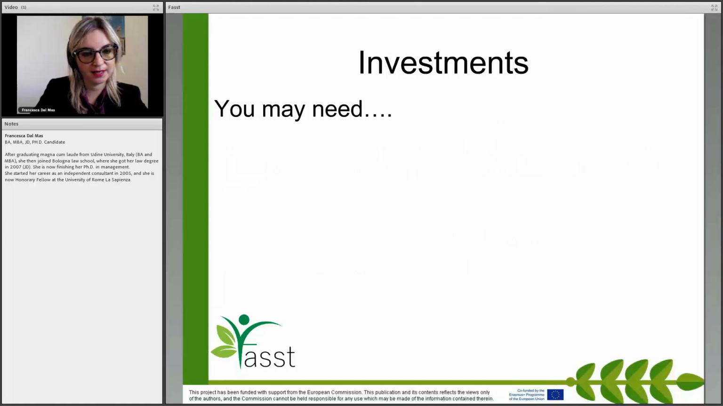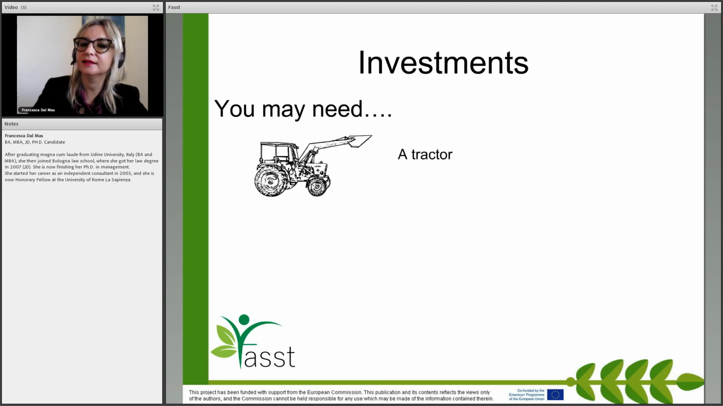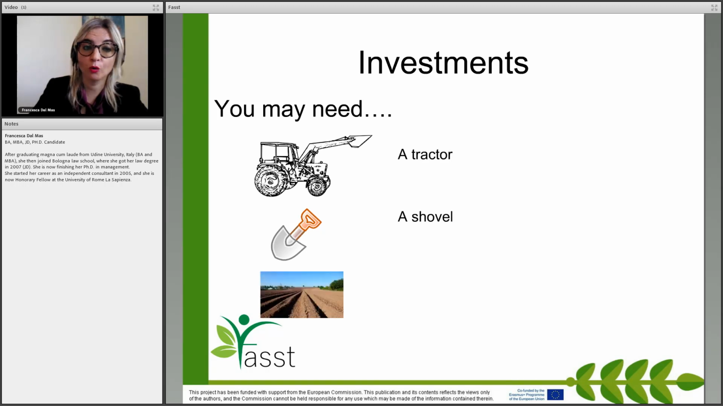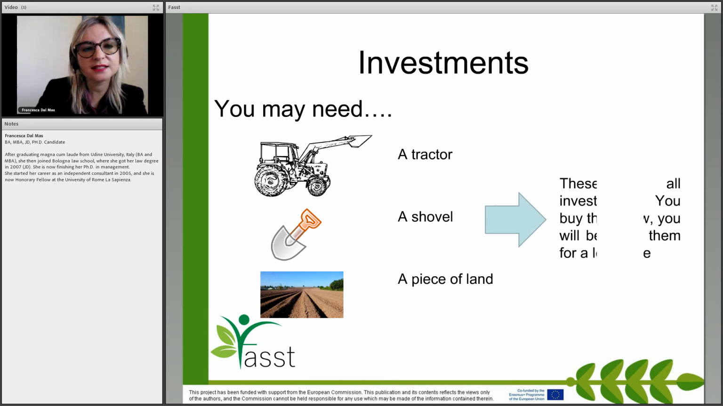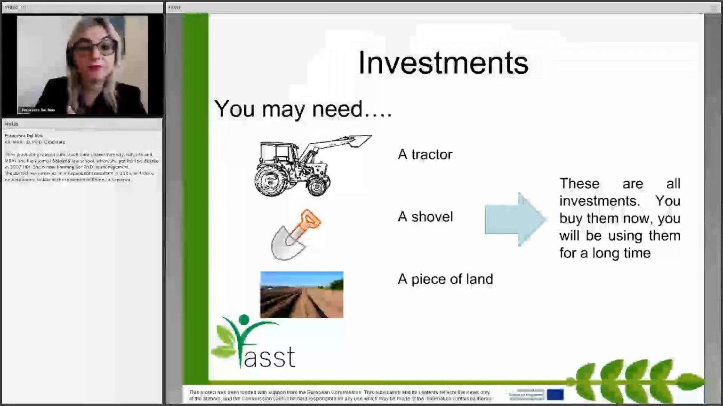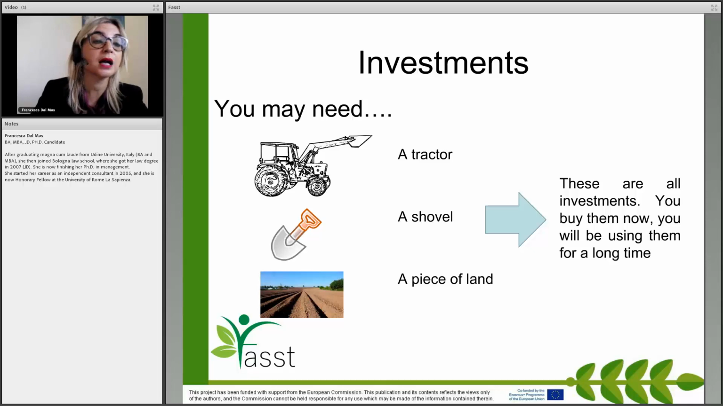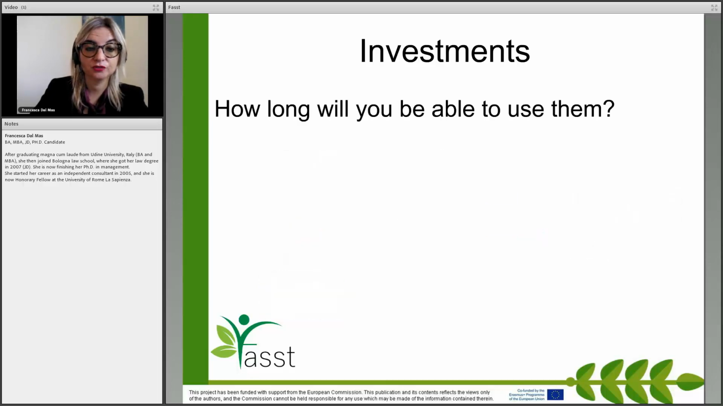Let's see some examples. To start a social farm, you might need a tractor, you might need a shovel, or you might need a piece of land. All of these items are investments. In fact, you buy them now, you will be using them for a very long time. Maybe some items last more than others, but anyway, you will not use them only for 1 year. You will use them for many years to come.